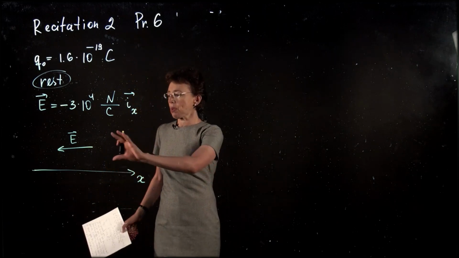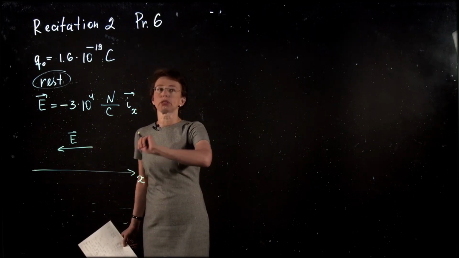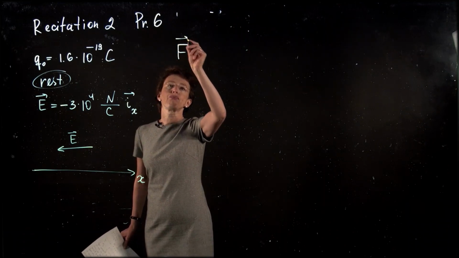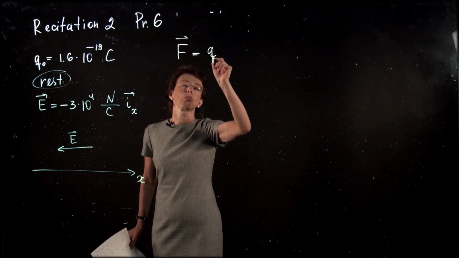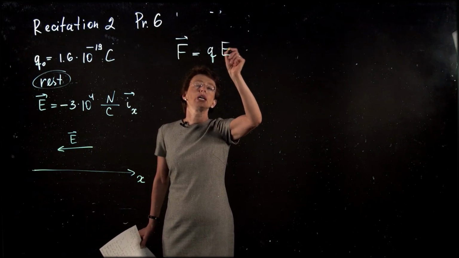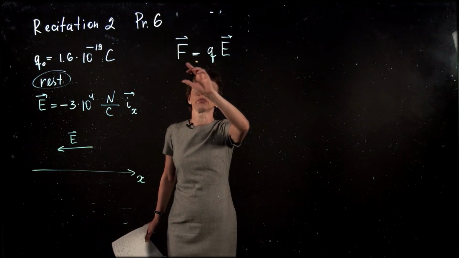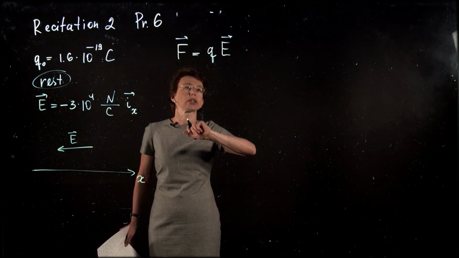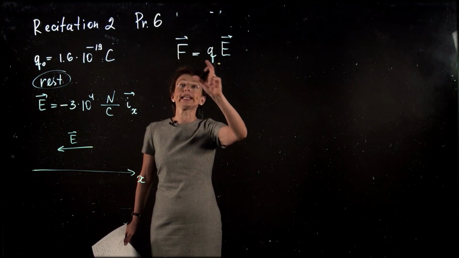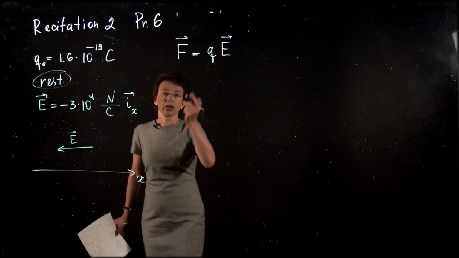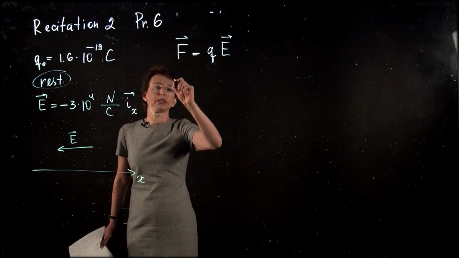We know that if we have an electric field created in some region in space and we put a charged particle there, then the force exerted on the charged particle is charge Q times electric field. So if the charge is positive, then the force is in the same direction as the electric field. If the charge is negative, then the force will be in the opposite direction to the direction of the electric field. Let's apply this formula to our situation.